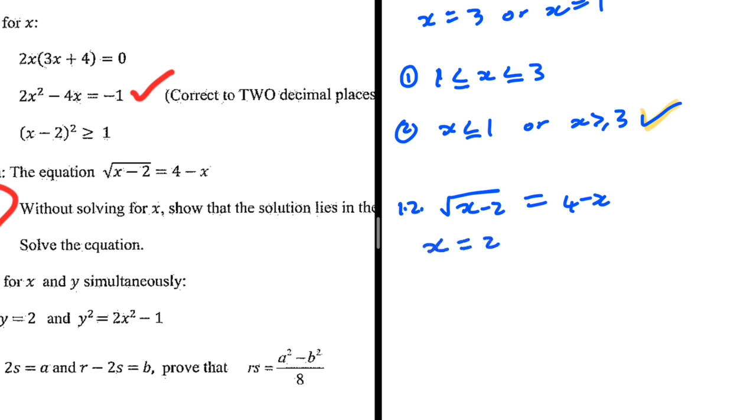X is equal to 2. When x is equal to 2, we're going to have the square root of 2 minus 2, so the square root of 0, that gives us 0. So we have 0 being equal to 4. We know this not to be correct, right?